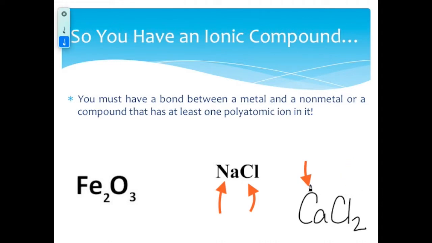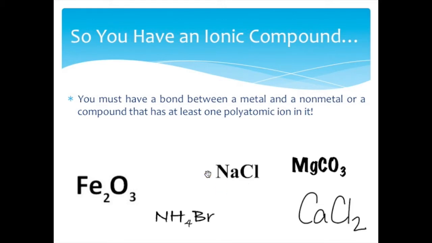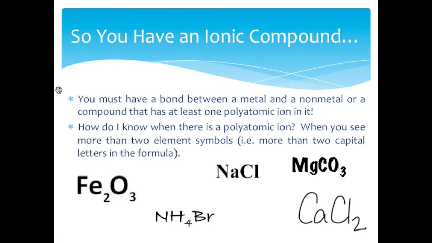Okay, well now, if you have a polyatomic ion in your formula, it might look something like this. You can also understand when you have a polyatomic ion based on how many capital letters you see in the formula. Because you need to remember that when you see more than two element symbols, also known as more than two capital letters in the formula, that means you must have a polyatomic ion somewhere.